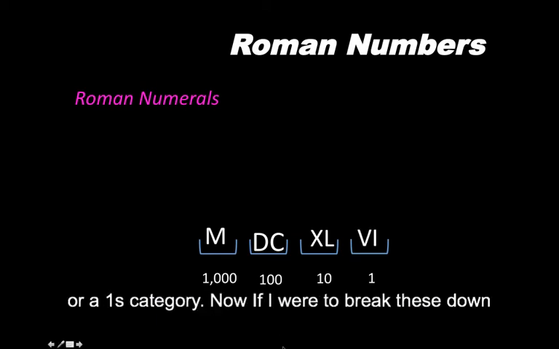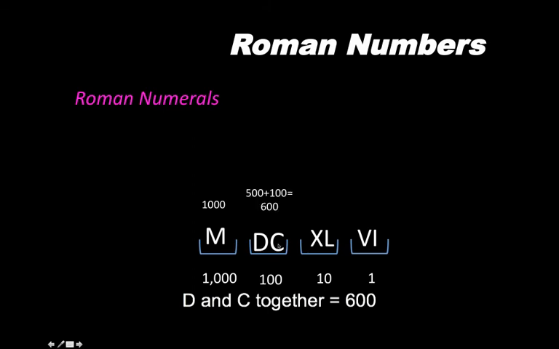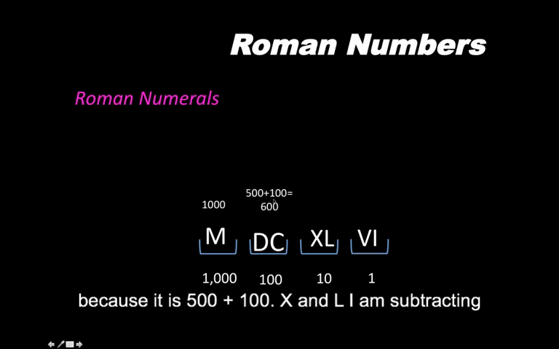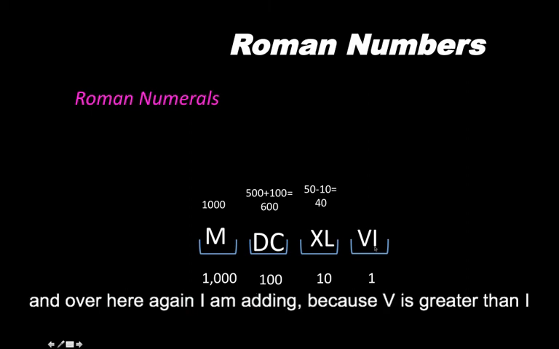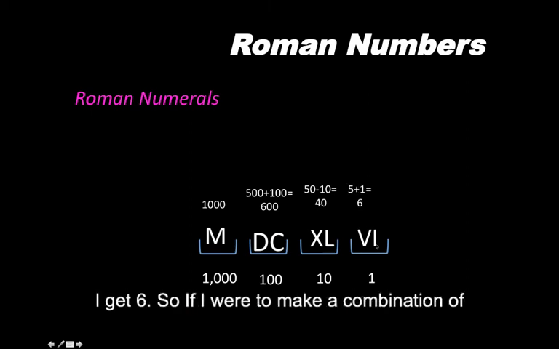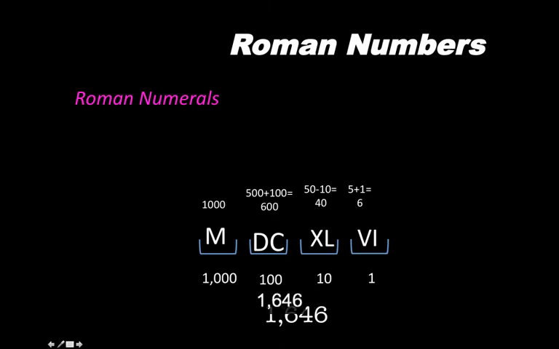Now if I were to break these down into their numerical values, I get M equals 1,000, D and C together equals 600 because it's 500 plus 100. X and L I'm subtracting because X is smaller than L. That gives me 40. And over here again I'm adding because V is greater than I, so I get 6. So if I were to make a combination of all of these numbers, I now have 1,646.